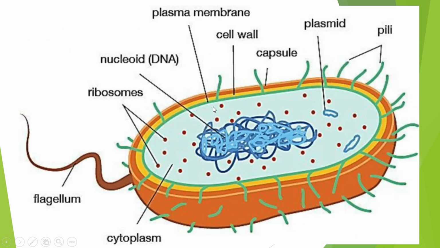Structure of bacteria. You know that bacteria are unicellular and are made up of the following structures: capsule, cell wall, plasma membrane or cytoplasmic membrane, cytoplasm, ribosomes, plasmid, nucleoid, then flagellum and pili. The first one is the capsule. A capsule is a gelatinous secretion of bacteria which provides a protective covering for the bacteria.